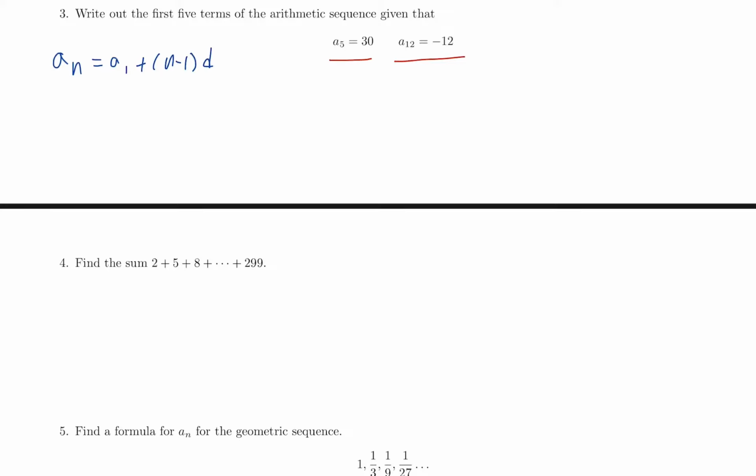But what we know is when n is 5, we know that this formula, I'm going to plug 5 here, equals 30. And when n is 12, we know that a sub 1 plus 12 minus 1 times d equals negative 12.